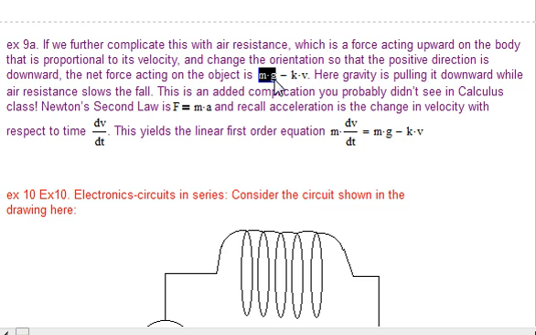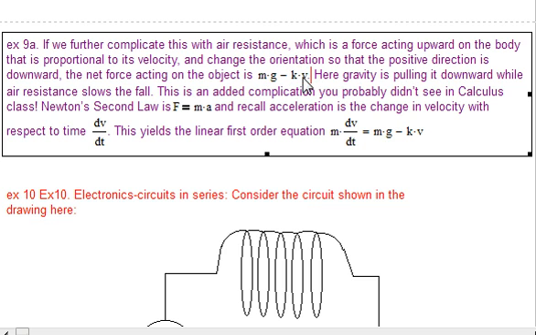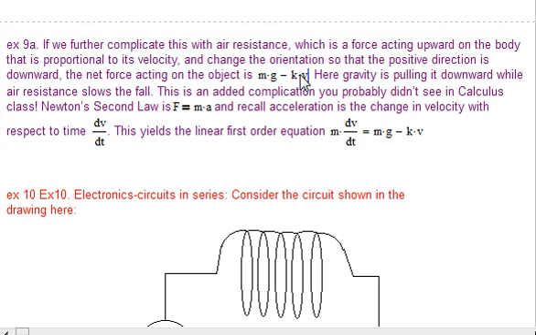So gravity is pulling it downward while the air resistance slows the fall. The faster it goes, the more air resistance. So it's an added complication that you probably didn't see in calculus class, and matter of fact, your calculus teacher could have possibly ignored it. I know I would. Or could have said, this really doesn't take into account air resistance, and if you do, then you have to get the differential equations to study that.